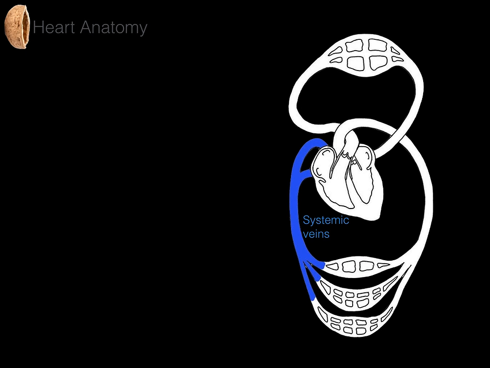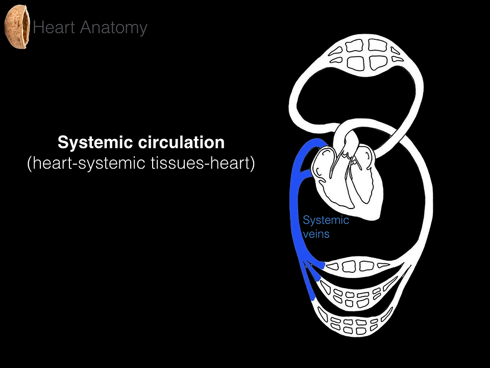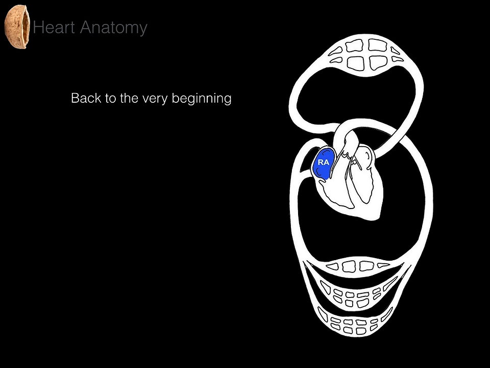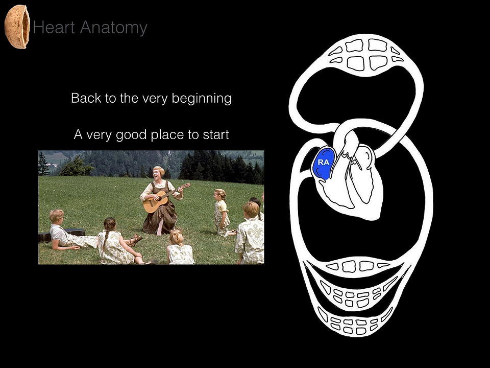So the blood exiting systemic capillaries into the systemic veins is deoxygenated blood, and this deoxygenated blood goes back to the heart. So the systemic circulation is the blood pumping from the heart to systemic tissues back to the heart. That's what's meant by systemic circulation. And we go back to the right atrium, back to the very beginning. A very good place to start.